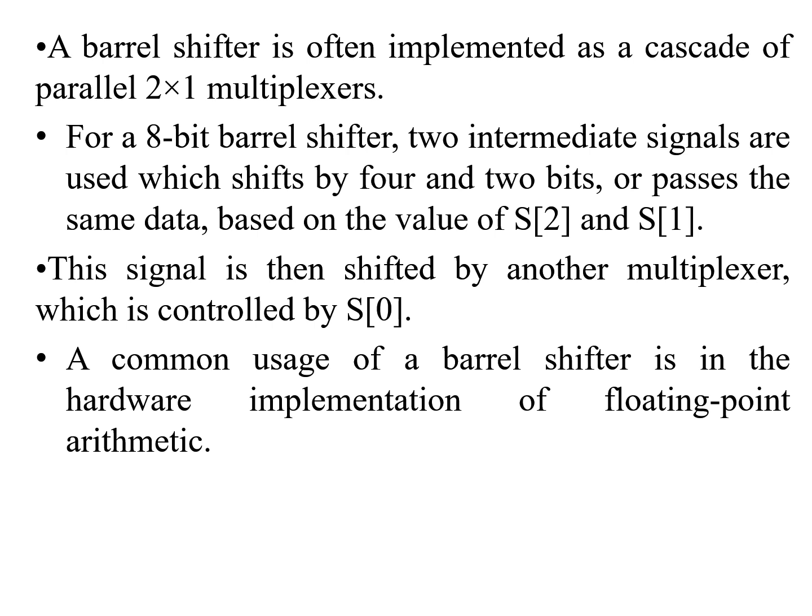A barrel shifter is often implemented as a cascade of parallel 2x1 multiplexers. For an 8-bit barrel shifter, two intermediate signals are used which shift by 4 and 2 bits or pass the same data based on the values of S2 and S1 shift lines. This signal is then shifted by another multiplexer which is controlled by the shift line S0.